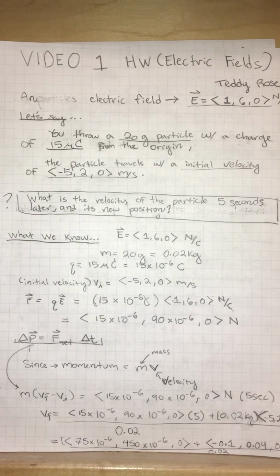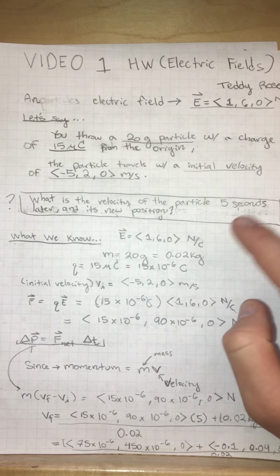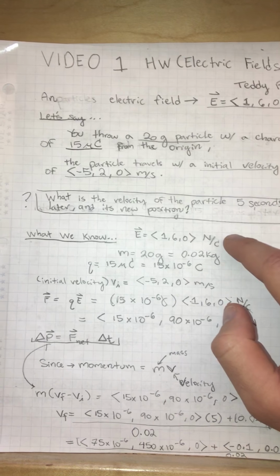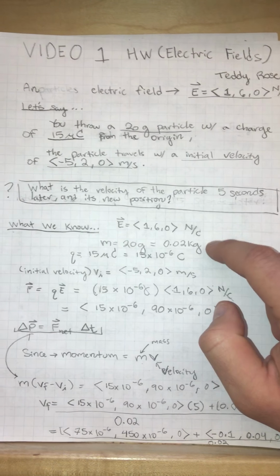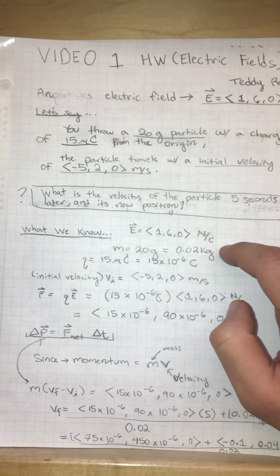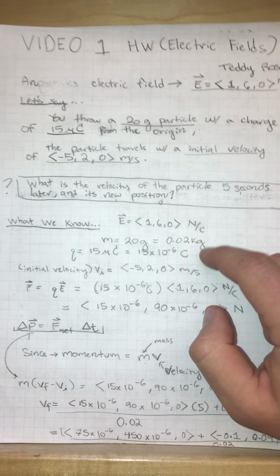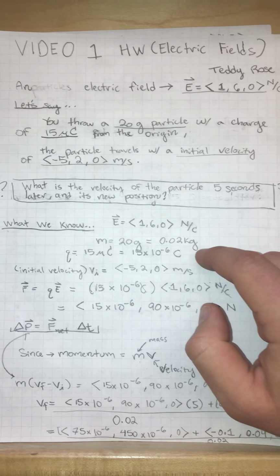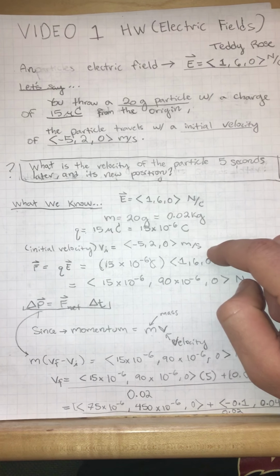So the question we're going to ask is, what is the velocity of the particle 5 seconds later in its new position? Already going over what we know: the electric field's position, the mass, which we convert to kilograms for better unit conversion, and we also convert the millicoulombs to coulombs, so instead of 15 millicoulombs, it's 15 times 10 to the -6 coulombs. And we also know the initial velocity right here.